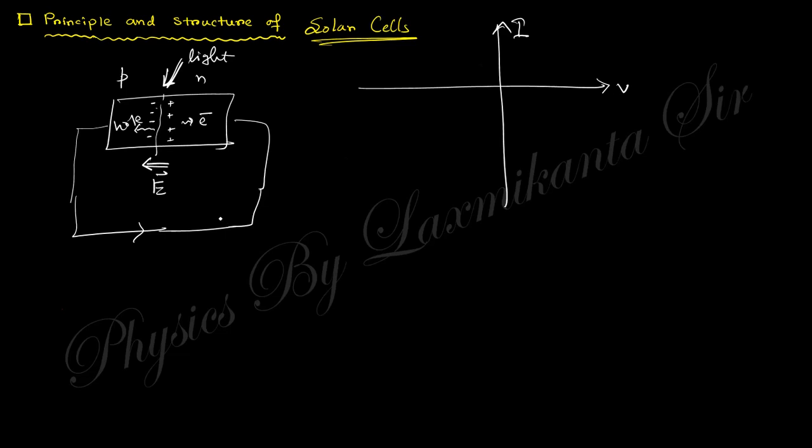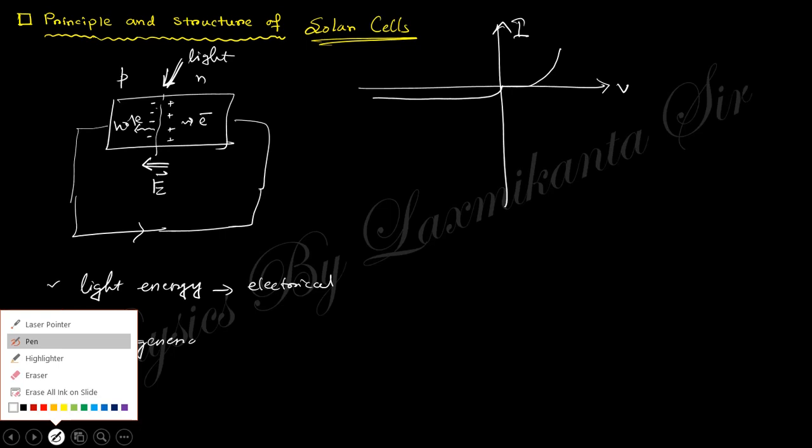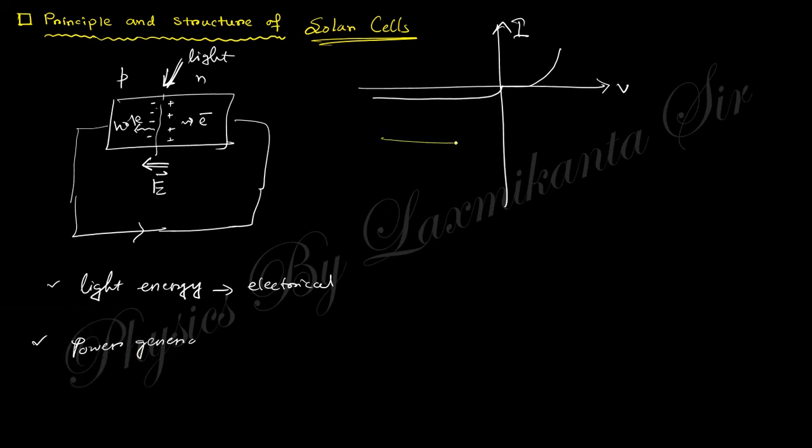In the IV diagram, you can understand these things very well. Here also light energy is converted into electrical energy, and this device is actually a generator, an electrical power generator. Why this is a power generator, you can easily understand from this. This is the basic diagram of a general diode, but in the case of the photodiode it will be like that, and in the solar cell it becomes like that. So this is the IV characteristic of a solar cell.